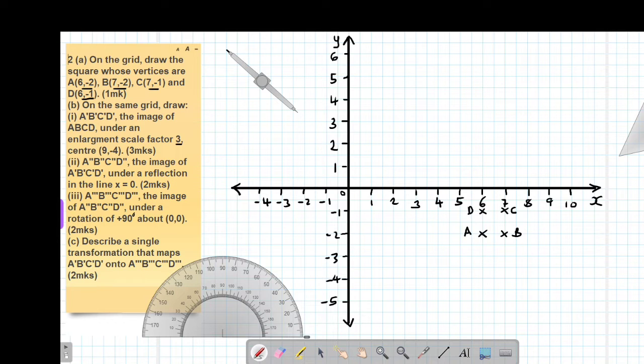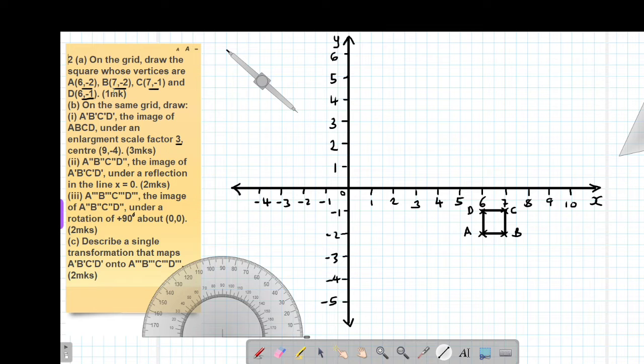So of course after that I'm going to join all the points, that is A to B. So let me join point A to point B, then of course B to C, point B to point C, then point C to point D. I join C to point D, then of course point D back to the starting point, which was point A. So this is my square A, B, C, D.